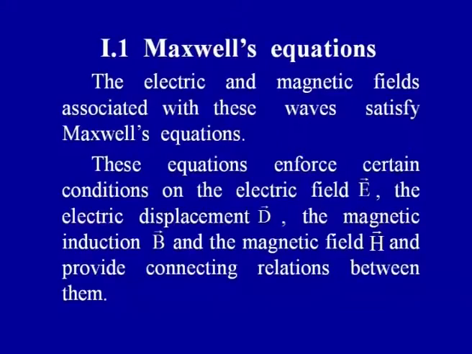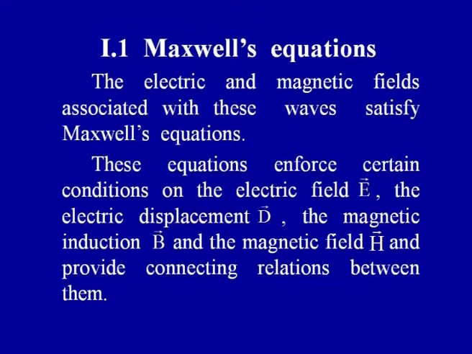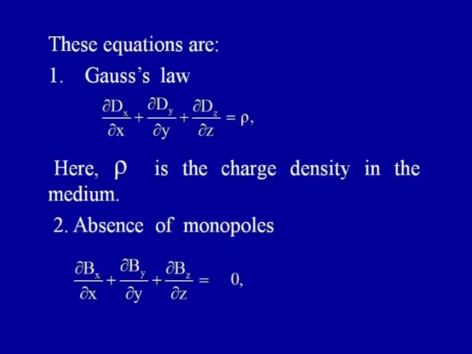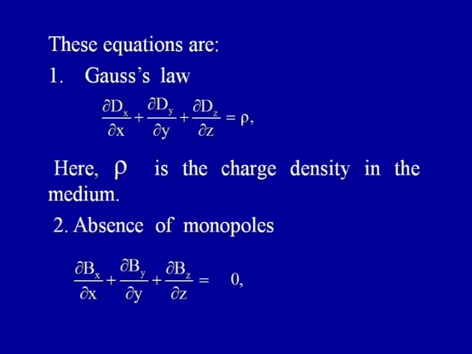The electric and magnetic fields associated with these waves satisfy Maxwell's equations. These equations enforce certain conditions on the electric field E, the electric displacement D, the magnetic induction B and the magnetic field H, and provide connecting relations between them. These equations are: number 1, Gauss's law, ∂Dx/∂x + ∂Dy/∂y + ∂Dz/∂z = ρ. Here ρ is the charge density in the medium. Number 2, absence of monopoles, ∂Bx/∂x + ∂By/∂y + ∂Bz/∂z = 0.